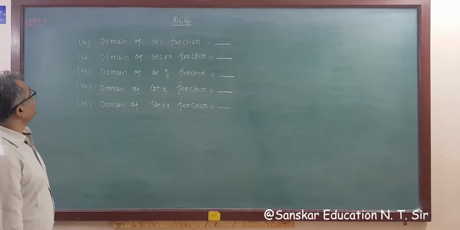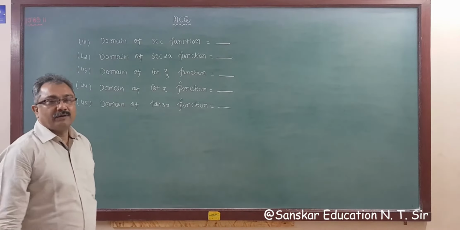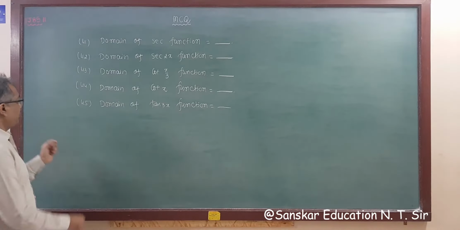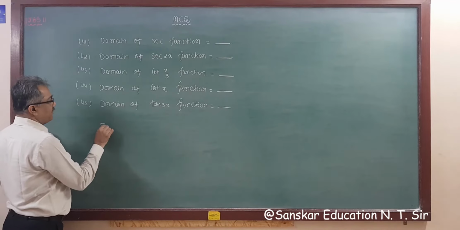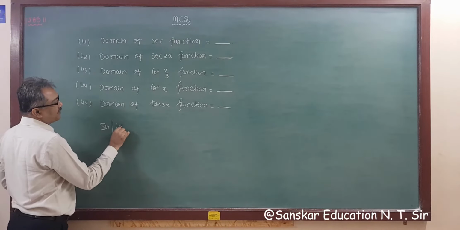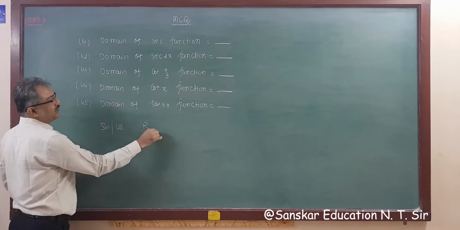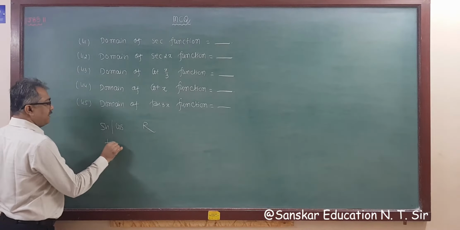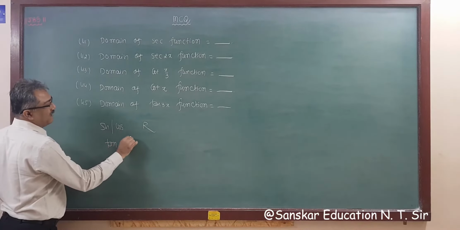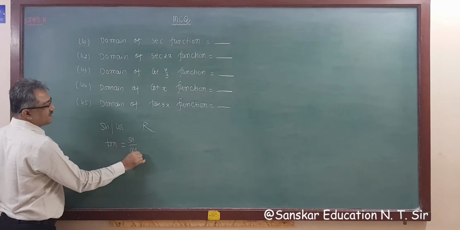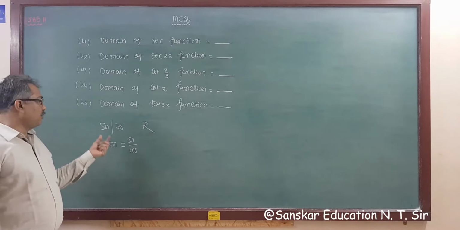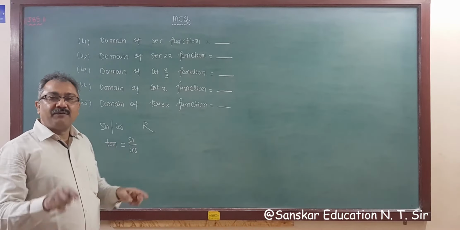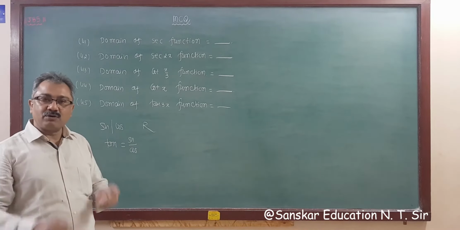So now question number 41 to 45, question of find the domain. As you know, domain of sine and cos is R, that you know. Then domain of tan. Now tan is sine upon cos, sine function upon cos function, and domain means the value of x for which a function is defined is called a domain.